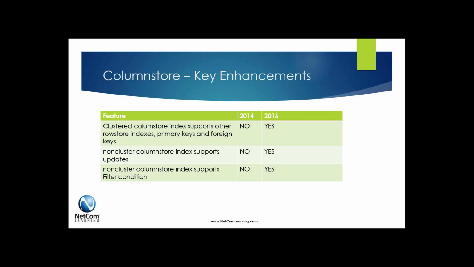Lastly, another key feature, in my opinion, is that non-clustered column store indexes now support filter conditions. What's a filter condition? Perhaps you have a table with millions and millions of rows, and only, say, 10% of that data is actually actively accessed. What you can do is have a column store index just on a subset of the data in that table. That helps you on the performance side while minimizing the memory overhead that the column store index will take on the server. We're going to see that in the demo specifically once we get to that.